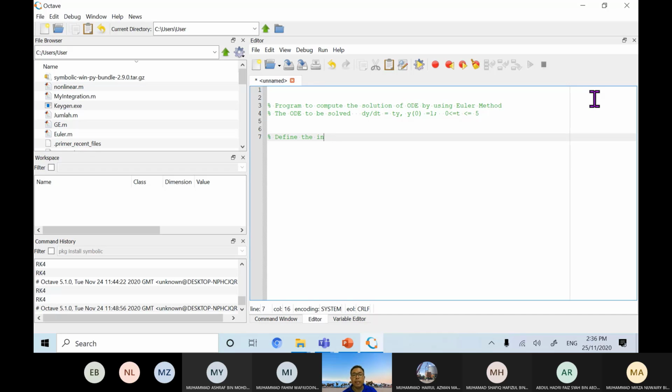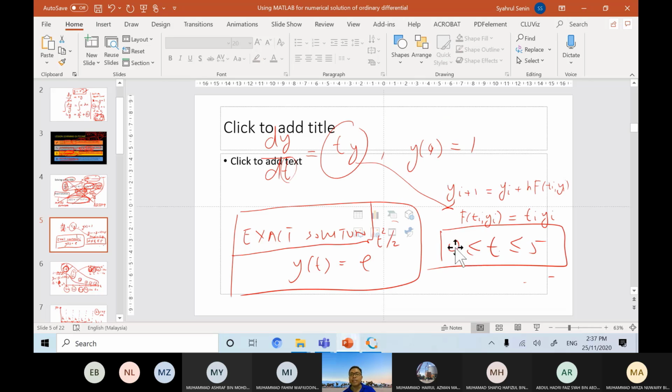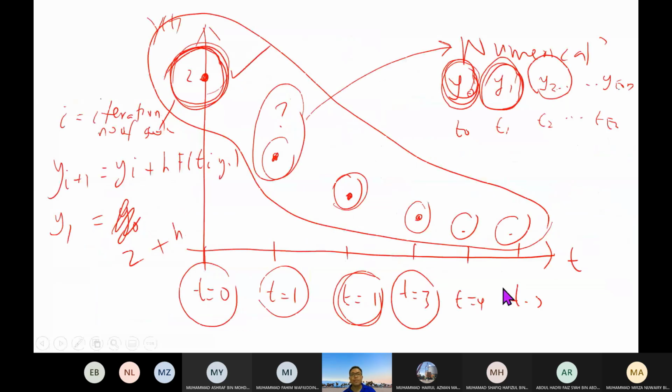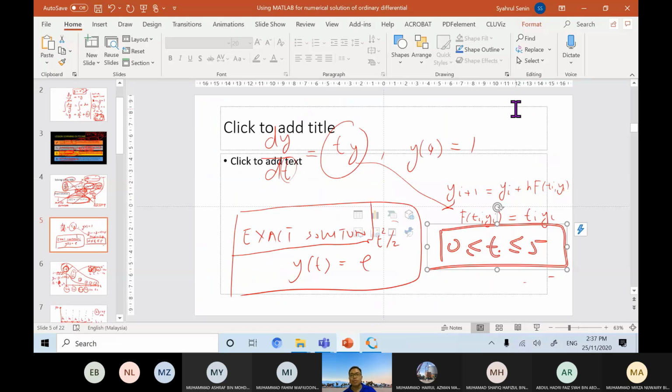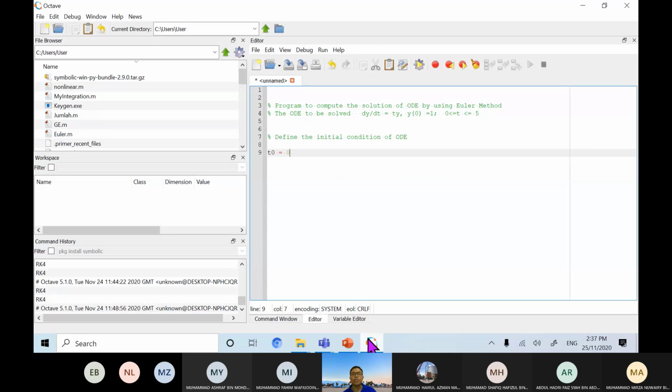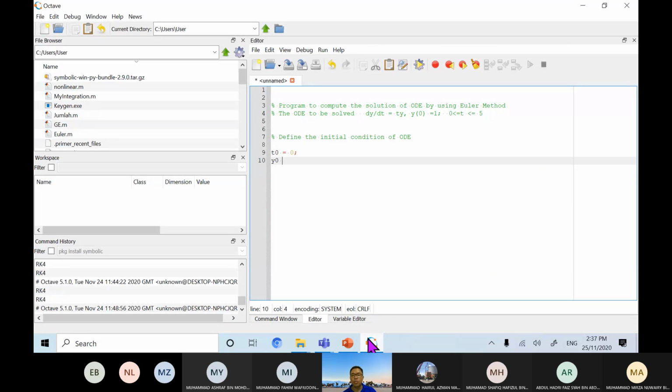Okay, so what we want to do now, we have to define the initial condition of our ODE lah. So your initial condition is your T0. Remember your T0 is starting from 0 here. Kalau you masih ingat lagi, T0 is starting from 0. Your T0 is starting from 0 here. And your y is equal to 1. Bukan 2. Di sini problem yang lain. So, your T0 is equal to 0. And your y0 will equal to 1.